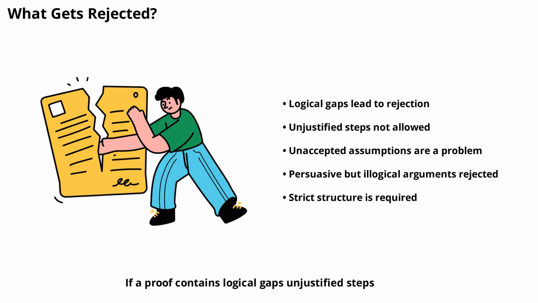Not every argument is accepted as a proof. If a proof contains logical gaps, unjustified steps, or relies on assumptions that aren't universally accepted, it will likely be rejected. Even persuasive arguments or those that seem obvious can be dismissed if they don't follow the strict logical structure required. This ensures that only truly reliable results are accepted in mathematics and logic.